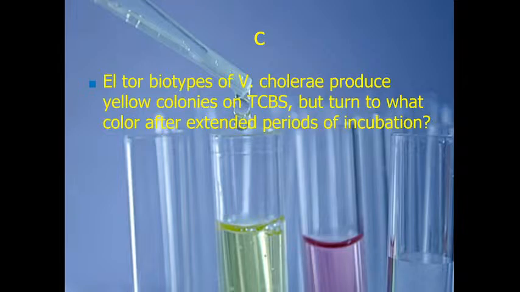Now, El Tor biotypes of Vibrio cholerae produce yellow colonies on TCBS, but turn to what color after extended periods of incubation? It turns to green. So imagine you confirm that, oh yeah, I have Vibrio cholerae. It's yellow, which means that it's a sucrose fermenter. But if you have an El Tor biotype, it would cause a secondary color change after an extended period of incubation. So that's one of the main colonial morphology differences of El Tor biotypes from the classical biotypes.